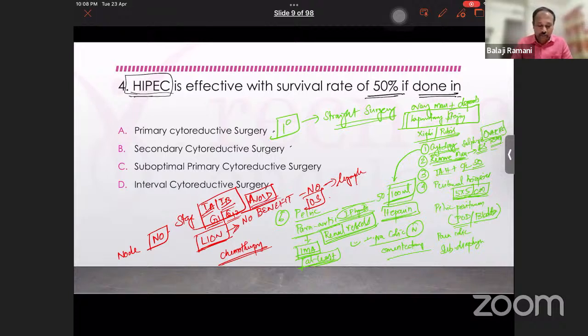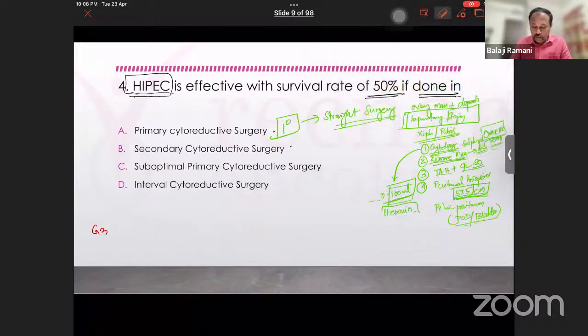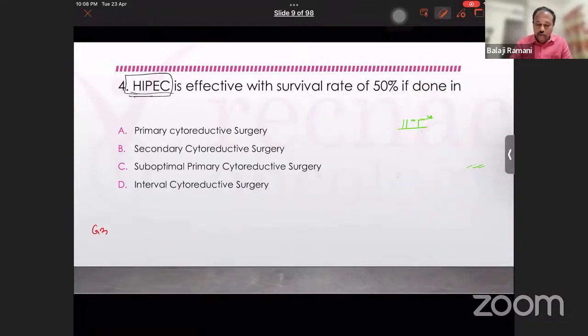You can avoid chemotherapy. Then you talk about grade 3 cancers. So when will you need to give chemotherapy? The role of chemotherapy in ovarian cancers was established by the initial trials, which were known as the ICON and the ACTION trials.